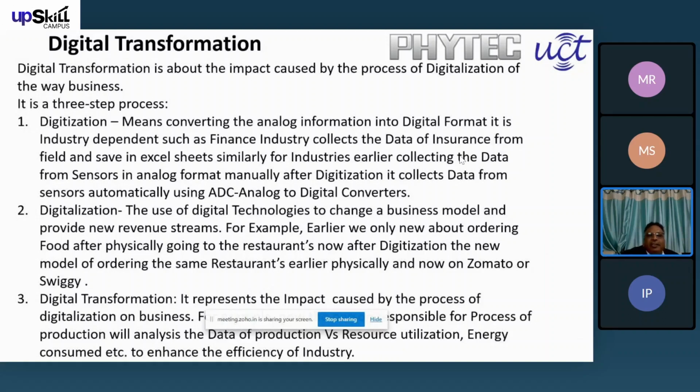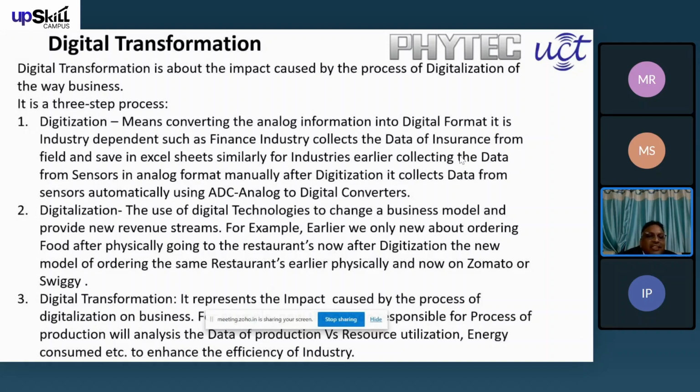If the industry is finance, the same process will not be utilized there, because there you will be collecting the data from the agent who goes out for insurance. He will take your name, father's name, spouse, age, medical history, all these things. This is what was done earlier. But right now, most of the insurance companies are digitally transformed. They put that data into an Excel sheet, and the Excel sheet data will be used for data analytics. So digitization is the first process.